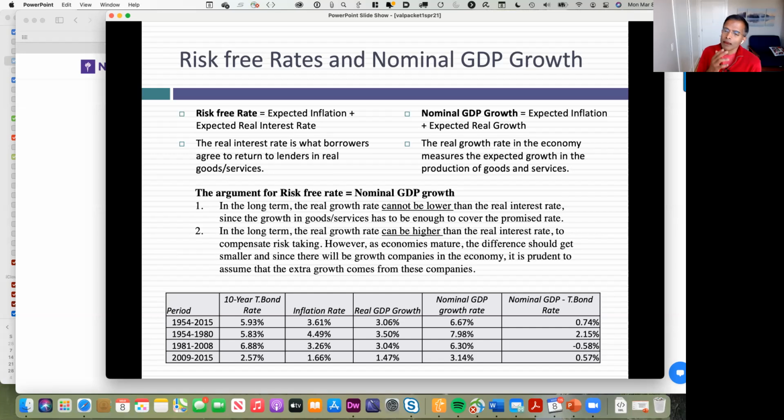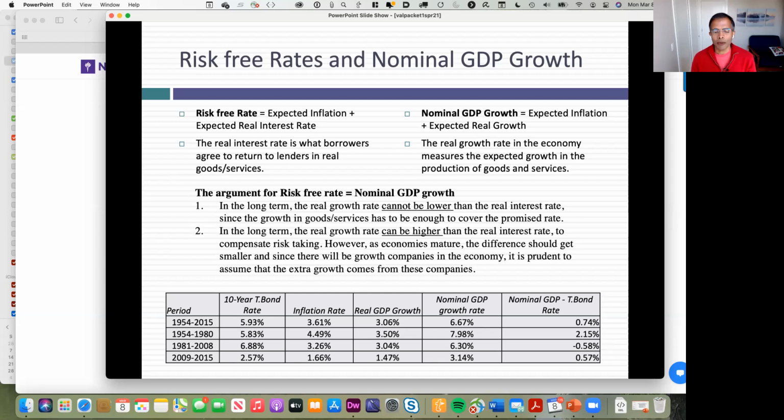And here's why. If you take any risk-free rate and you break it down, it's called the Fisher equation. You can break down a risk-free rate into expected inflation plus an expected real interest rate. You take the nominal growth rate in the economy, you can break it down to expected inflation and expected real growth in the economy. Compare those two equations. Inflation cancels out. So the real question is, what is the linkage between expected real interest rates and expected real growth rates?